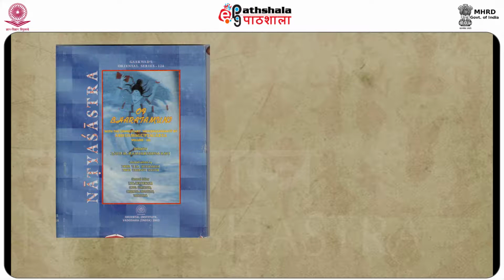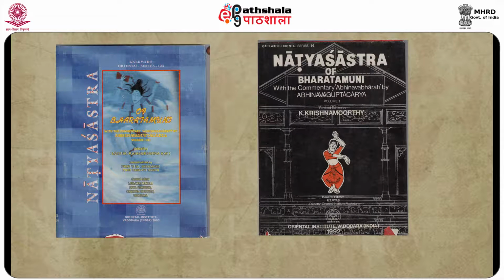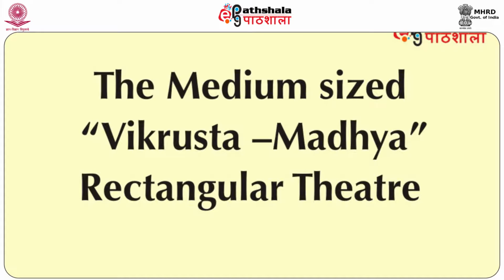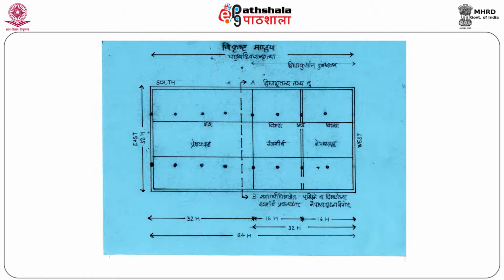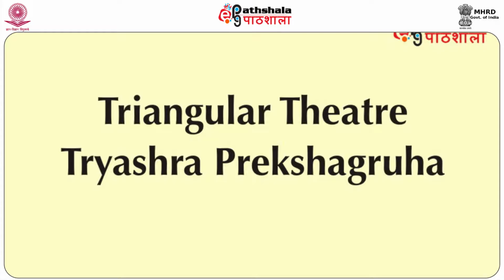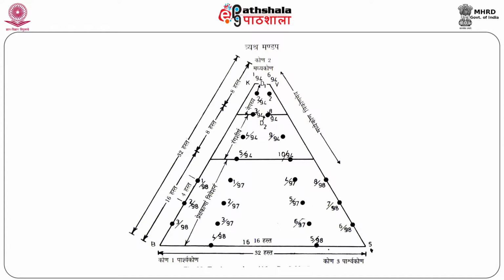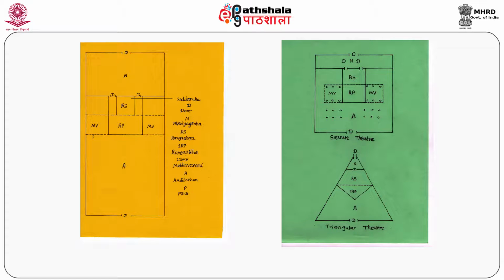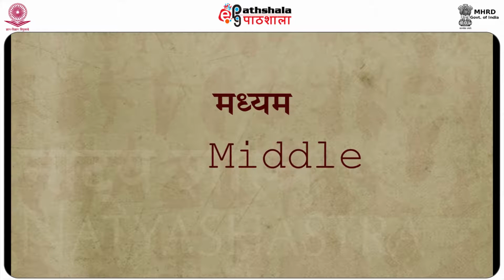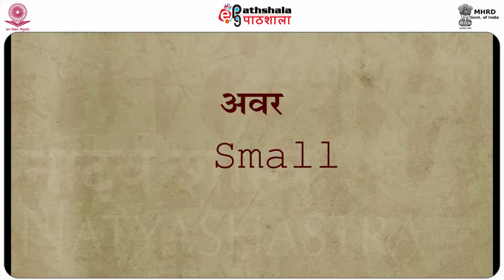Bharata, in the second chapter of his Natyashastra, has described three types of theatre constructions. They are Vikrust or Ayat, rectangular, Chaturashra, square, and Trayashra, triangular. Each type is further divided into Jyeshtha, that is to say bigger, Madhyam, the middle, and Avar, the smaller.